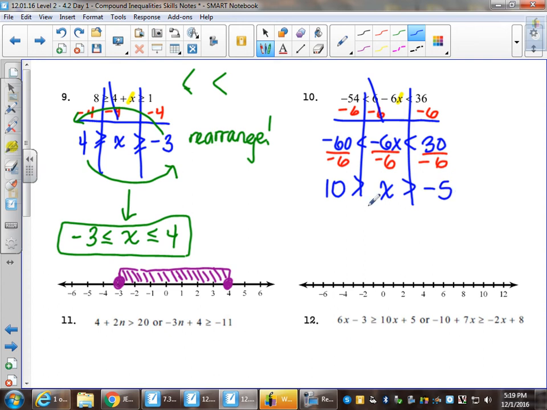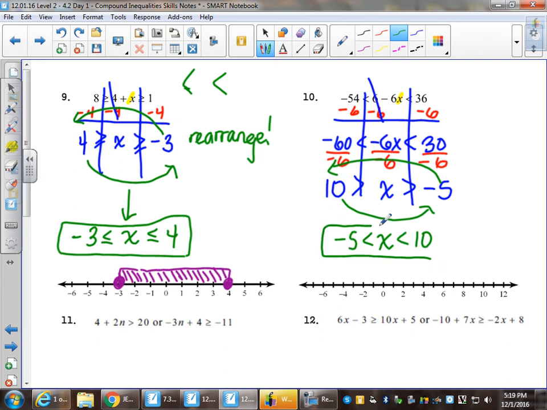But this is not okay. We're not done. Rearrange. So this becomes x is greater than negative 5 and less than 10. So we divided by a negative, and then we had to rearrange.